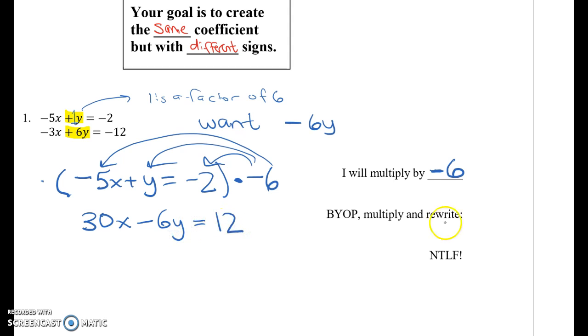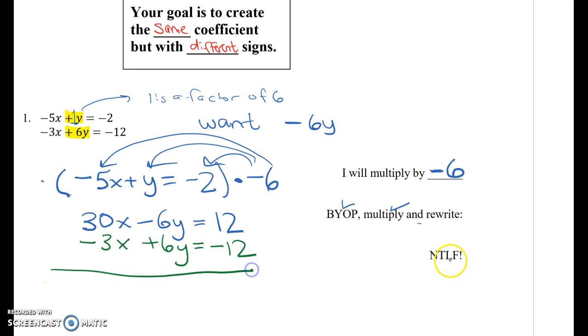Now I'm ready to rewrite. I did BYOP, I did multiply. Now I'm ready to rewrite. -3x plus 6y equals -12. Oh my goodness. Okay, I'm ready to add. Now this looks familiar. Now this is something I know how to do. I am ready to add. So I have 27x plus 0y, phew, equals 0.